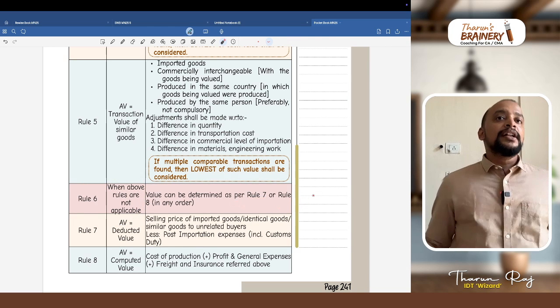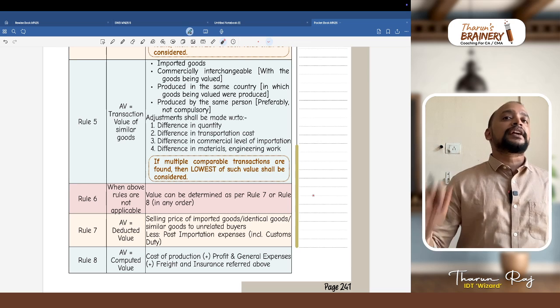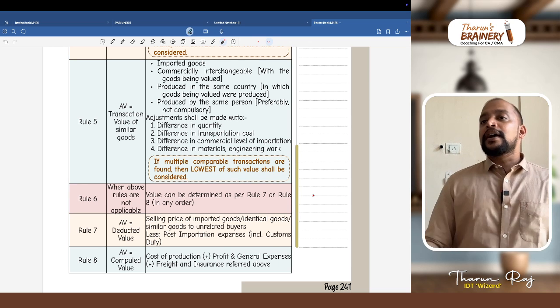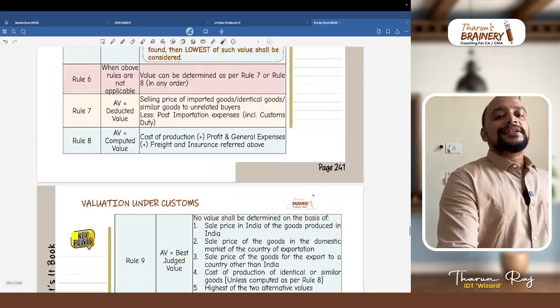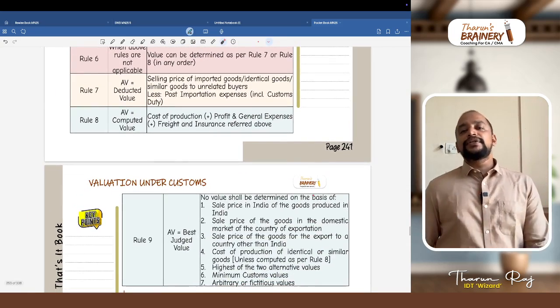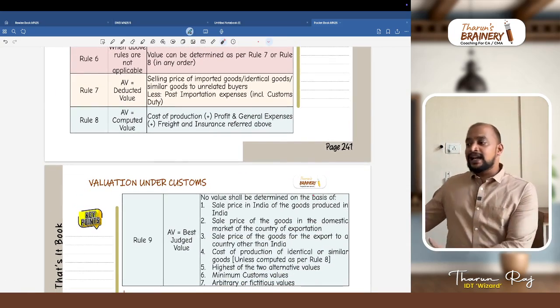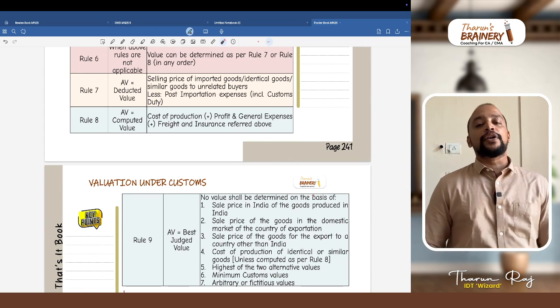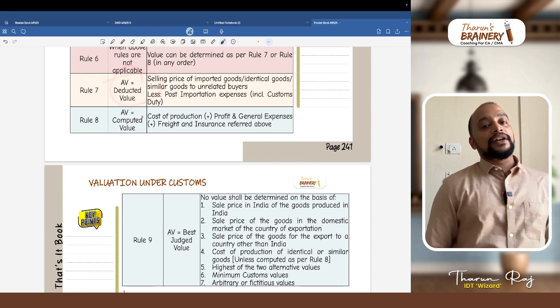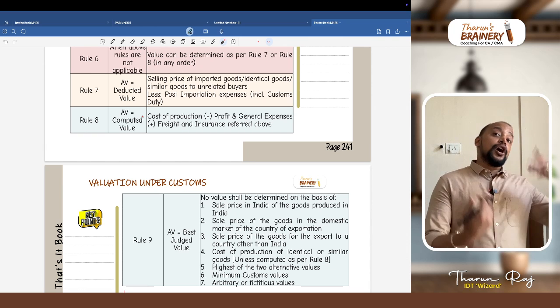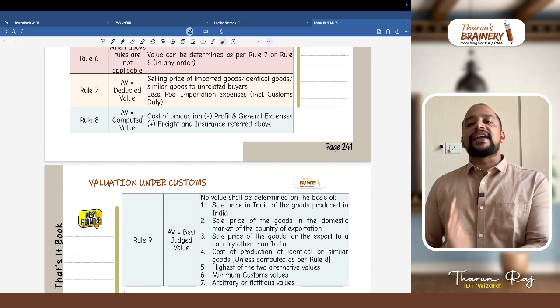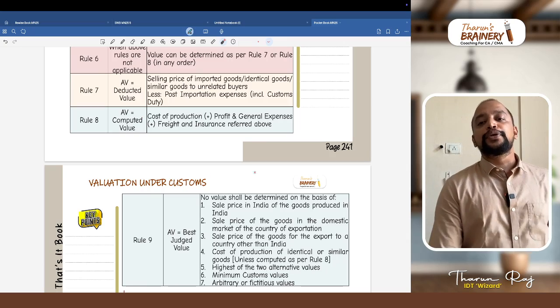Then rule 6: when the above rules are not applicable, either you can take rule 7 or rule 8 in any order. Customs officer cannot tell you to go for deductive value only. It's up to me: either I can go for deductive value or I can go for computed value. Rule 7 says deductive value. Deductive value is simple. We take the sale price in India minus all post importation expenses, including customs duty. Then we get the deductive value. Computed value is where we take the raw material cost and add everything up to the importer's place, including the freight and insurance. Then we get the computed value.